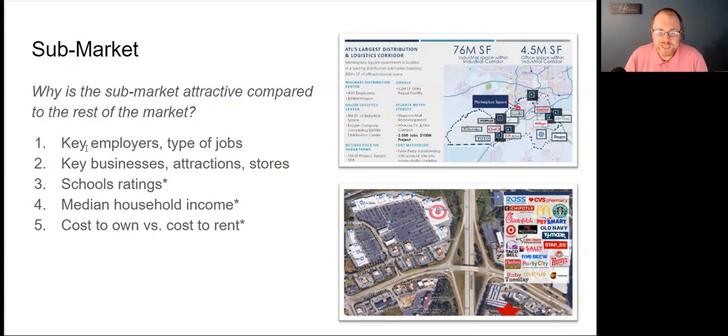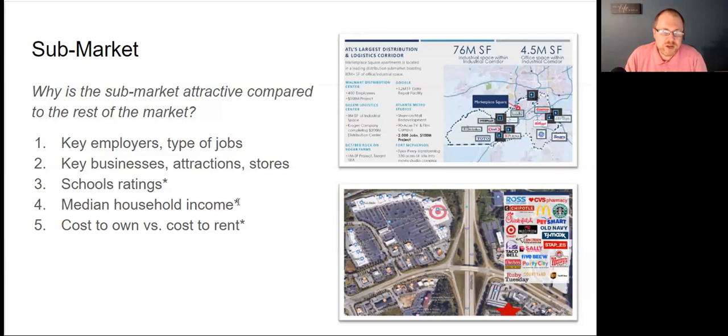Also, look at the key businesses, attractions, and stores. Again, if you're into higher end class A type of properties, you like to see the Starbucks, there's one here, the Whole Foods type of supermarket, etc. Also, you can look at the school ratings. If you want higher end, you're going to look for better school ratings. You can find those easily. If you use Zillow and you click any house in the area, you'll see the school ratings, it's very easy, or any other real estate website for that matter.